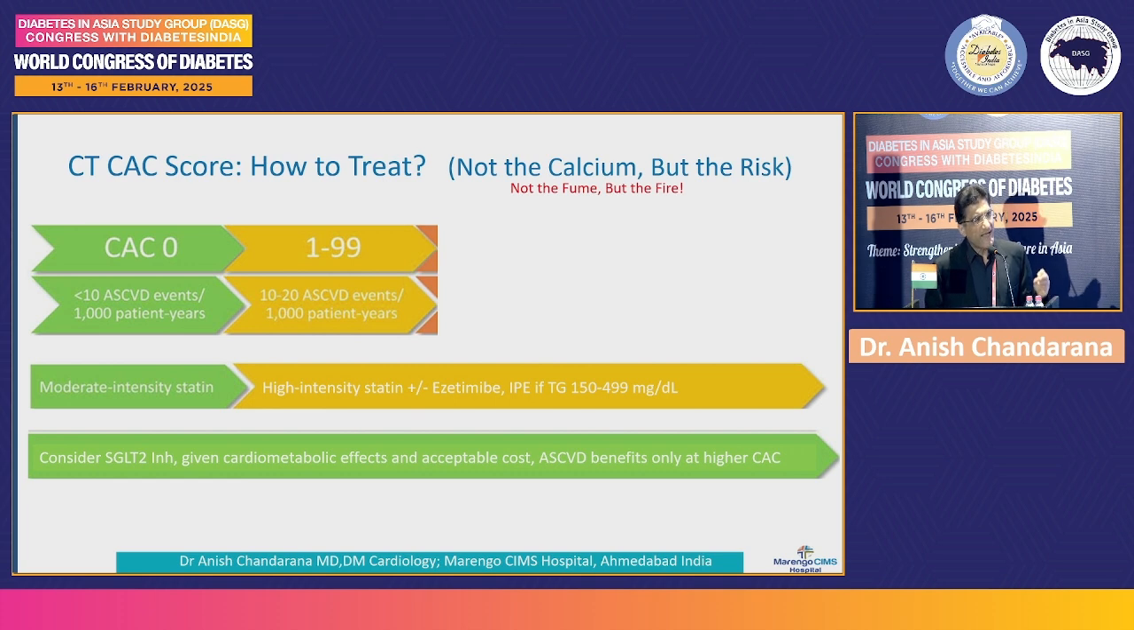Obviously, in India, SGLT2 inhibitors are cheap and easily available, quite free of side effects. So you can use even at calcium score 0 as a primary prevention. I know that they do not reduce 3-point MACE in patients with 0 calcium, but for the sake of cardiometabolic benefit. Once the calcium score is between 1 to 100, there is a high risk, and that's where you have to go for high intensity statin plus minus ezetimibe. And those who have got high triglyceride in spite of lifestyle and statin, you can think of icosapent ethyl.